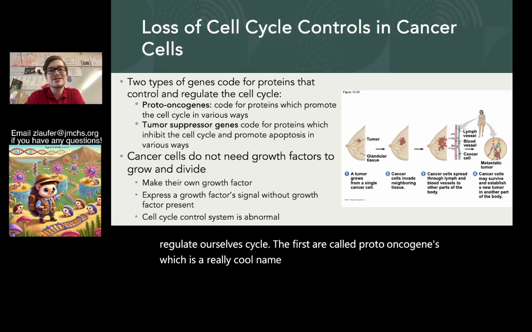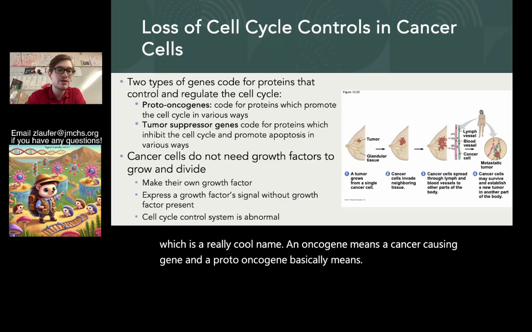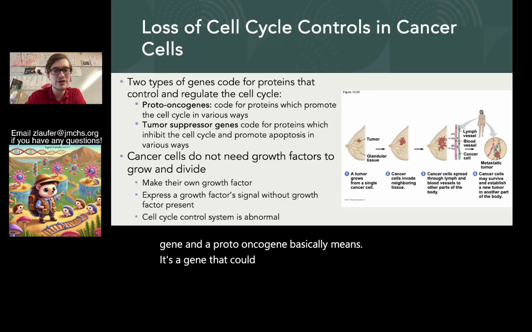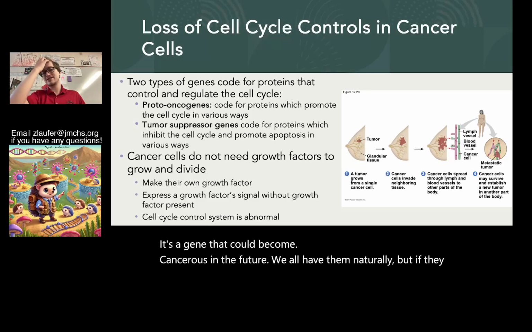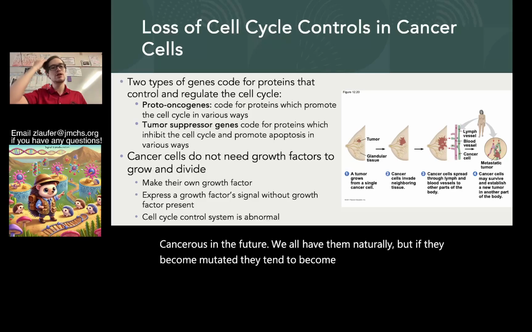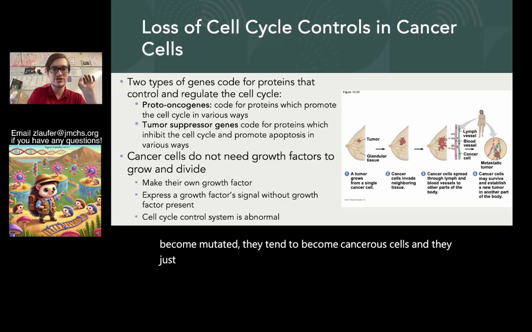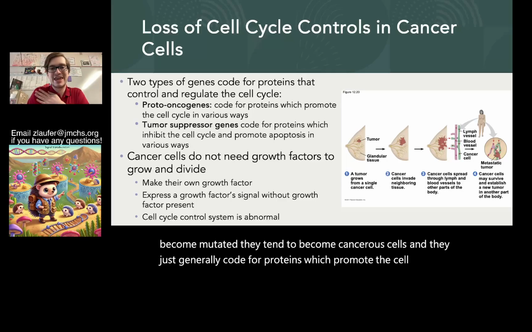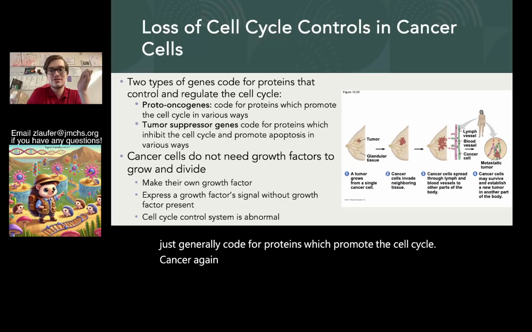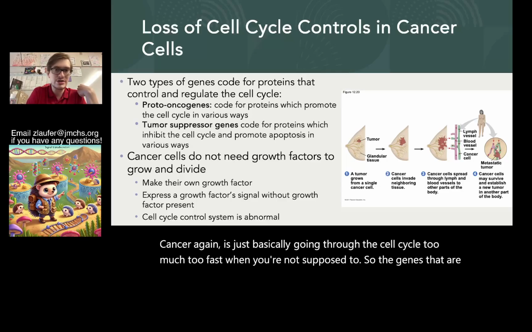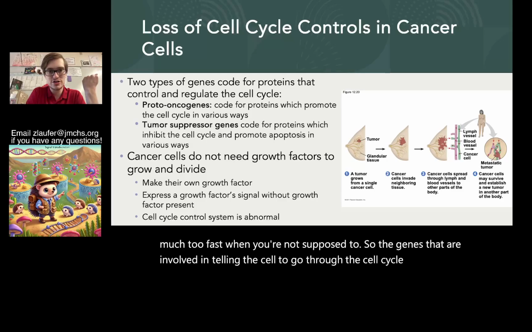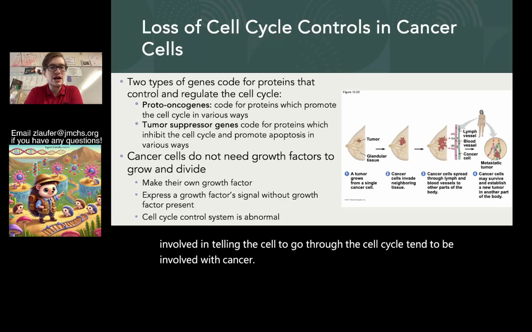An oncogene means a cancer-causing gene, and a proto-oncogene basically means it's a gene that could become cancerous in the future. We all have them naturally, but if they become mutated, they tend to become cancerous cells. And they just generally code for proteins which promote the cell cycle. Cancer, again, is just basically going through the cell cycle too much, too fast when you're not supposed to. So the genes that are involved in telling the cell to go through the cell cycle tend to be involved with cancer.